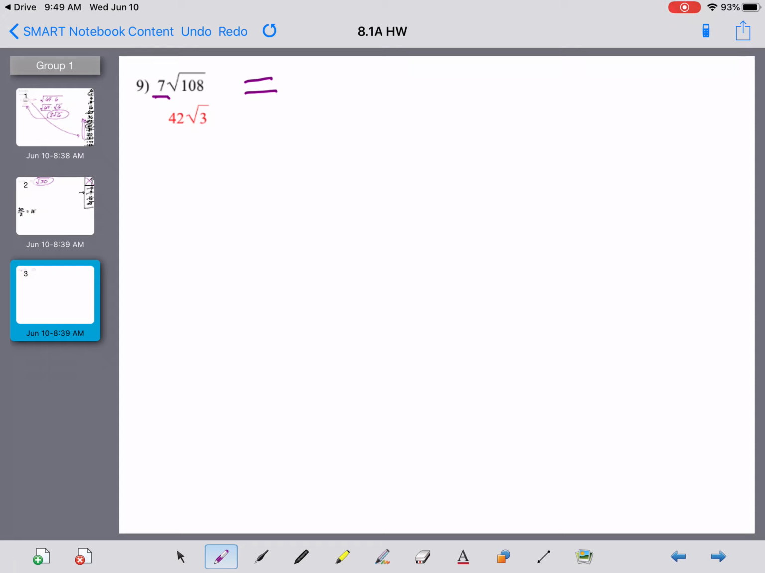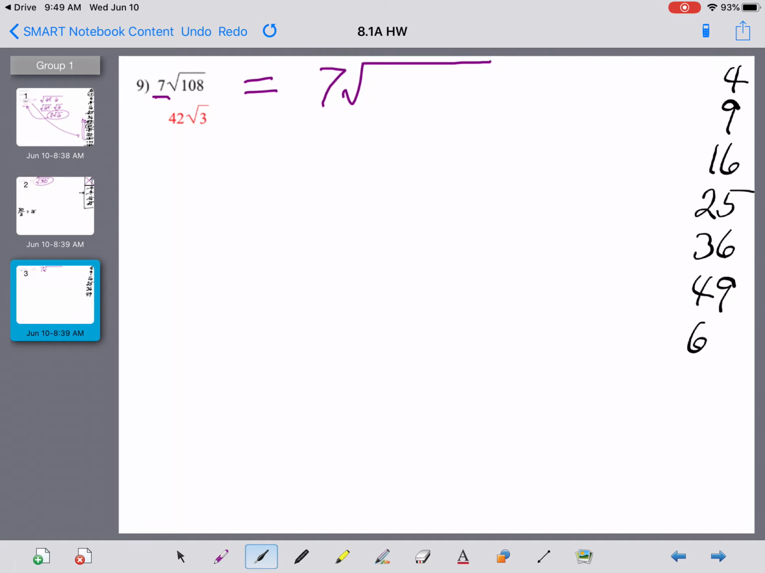Well, the good news is all we're going to do here is leave the 7 out in front and then go about business as usual when we try to simplify the square root of 108. So again, guys, if I'm making my list of perfect squares, it's really not worth writing down the 0 and the 1. We really should be starting at 4, 9, 16, 25, 36, 49. I'm going to put a 64 there, but I think that's as far as I need to go.